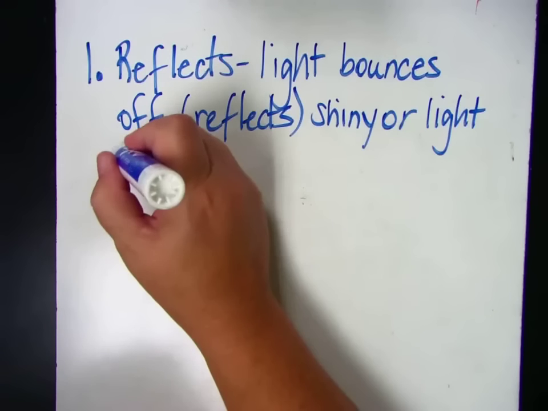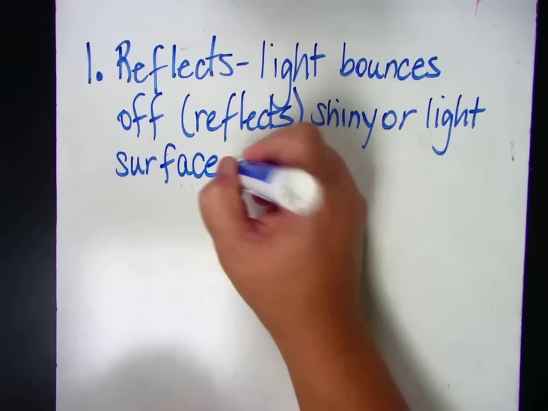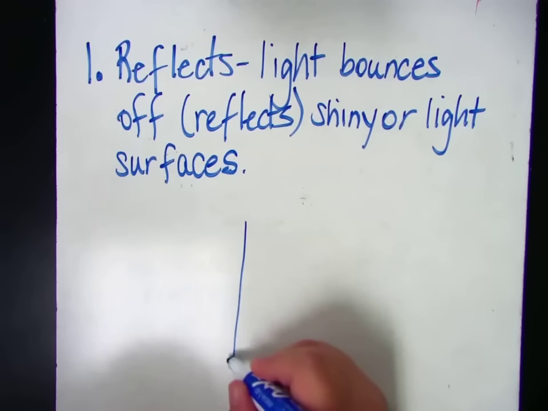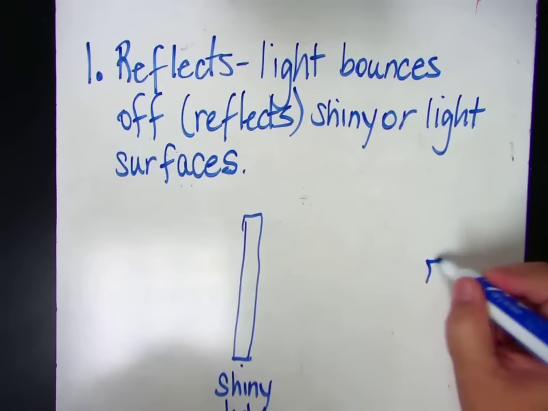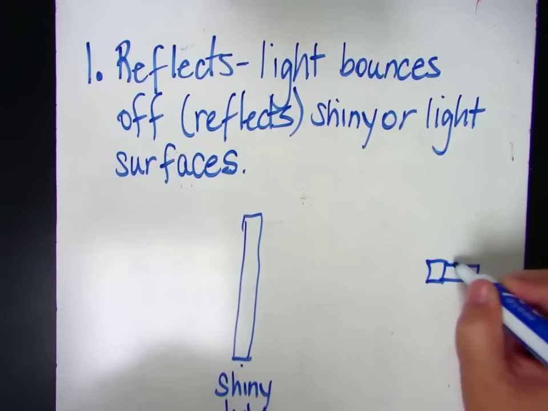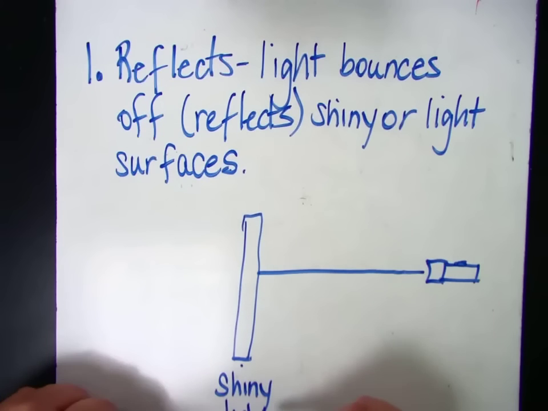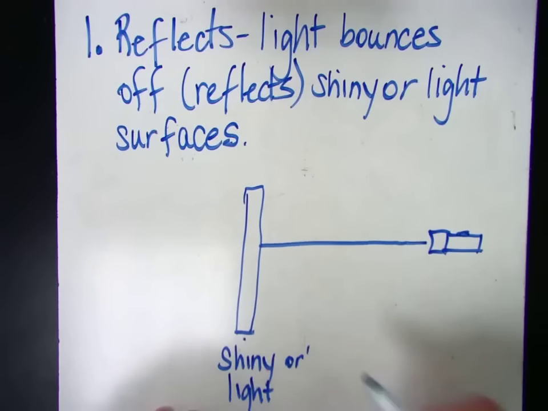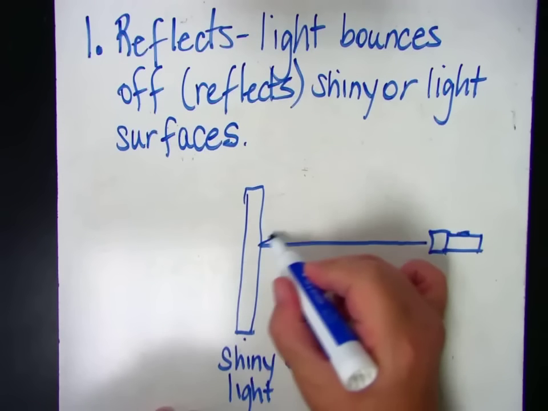Okay, and just like in class, we used a mirror and a white piece of paper to demonstrate this. Okay, so let's pretend this is our shiny or our light surface. And we used a flashlight, if you remember, and we shone the flashlight directly onto the surface of a mirror and directly onto the surface of a white piece of paper. So it can be shiny or a light surface. And the light comes in a straight line, and what happens is it bounces off.